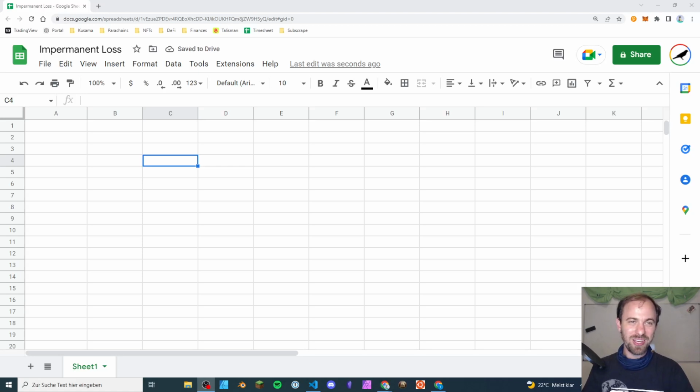Hi everyone. Today I want to talk about impermanent loss, and specifically I want to show you how you can create your own spreadsheet to do different kinds of calculations and make up your mind about when you're providing liquidity, if you want to risk taking the impermanent loss or not.